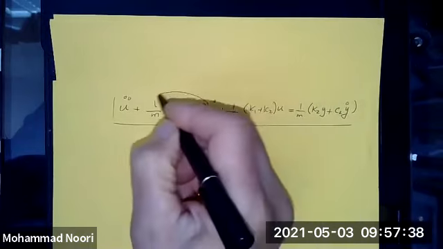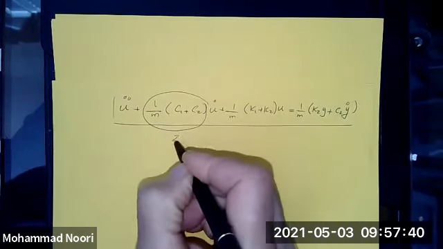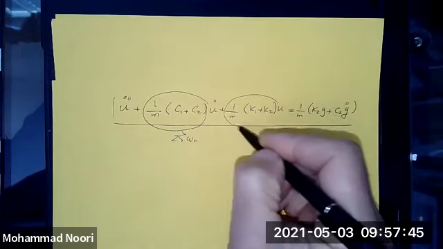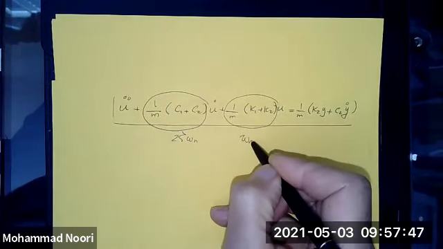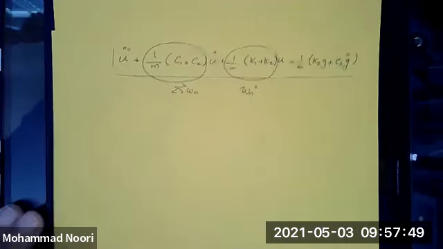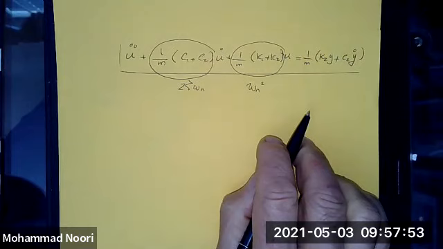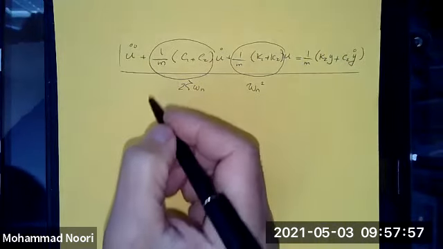As I said, this is 2 zeta omega n. This is going to be omega n squared, right? Is that clear? Or no question? Okay, so now let's substitute those values.